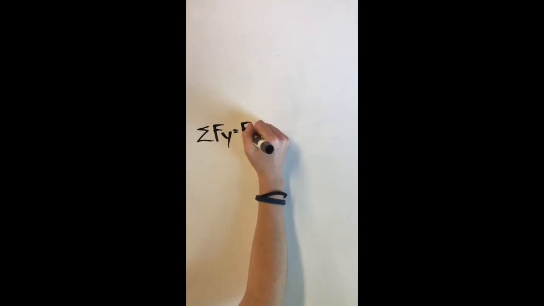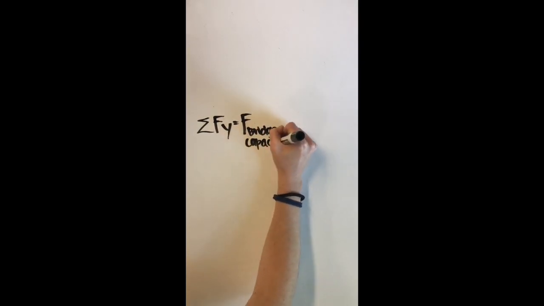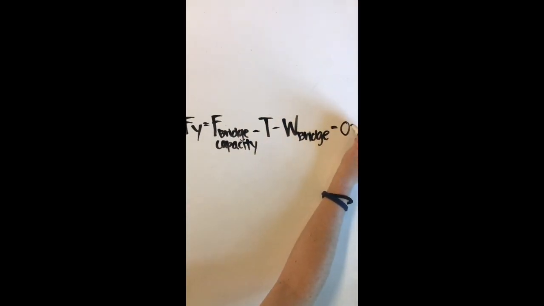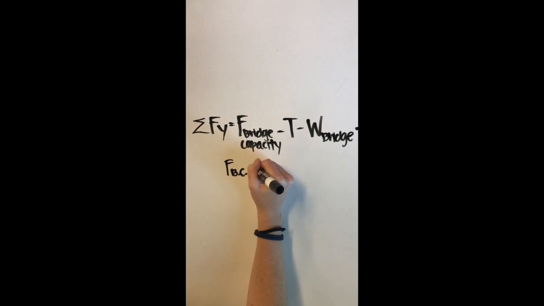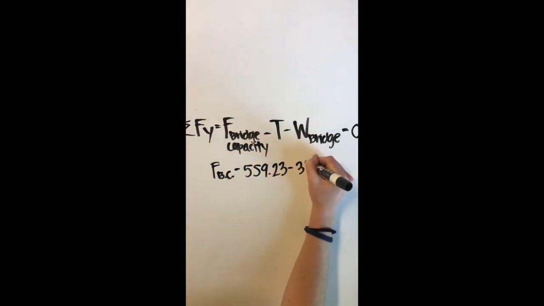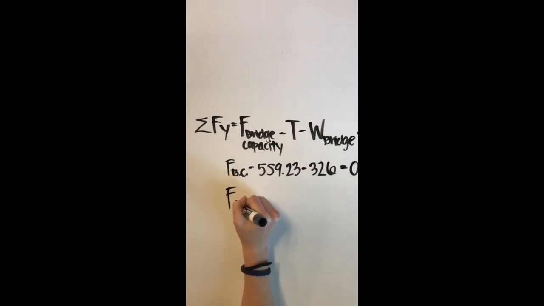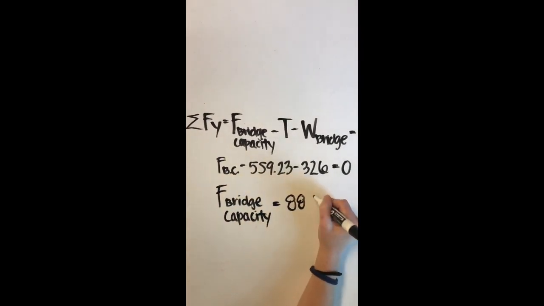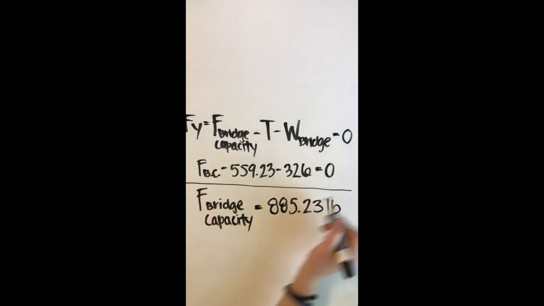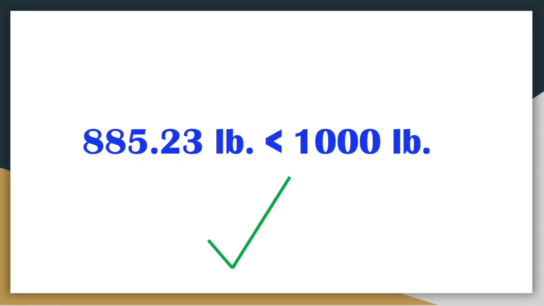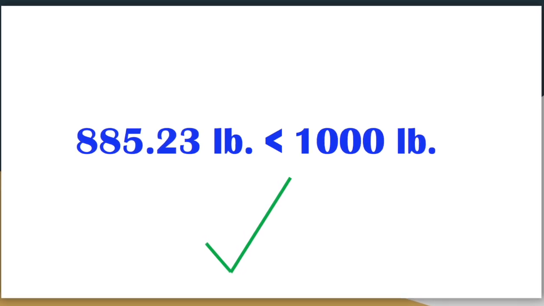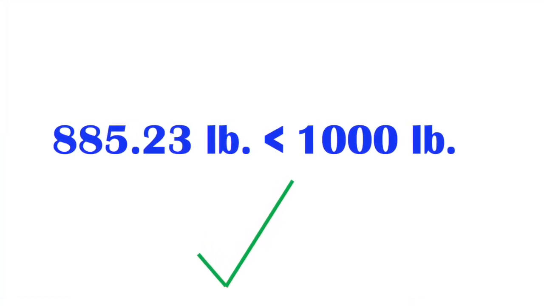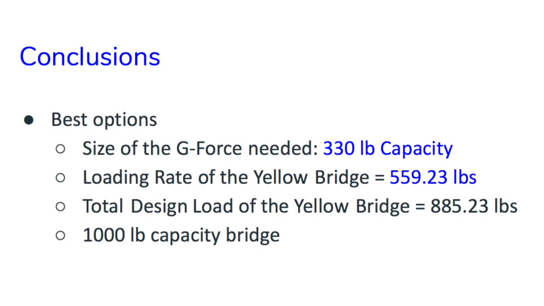Now that we have determined the loading rate on the yellow bridge, we can solve for the total design load that the bridge must be able to support, including the weight of the bridge itself. Here, we are summing the vertical forces in a state of static equilibrium because the bridge is rigidly connected to the freestanding workstation. The resulting total load of the bridge is 885.23 pounds. We found the final design load to be 885.23 pounds, which is less than the 1,000-pound load capacity, so this works out.